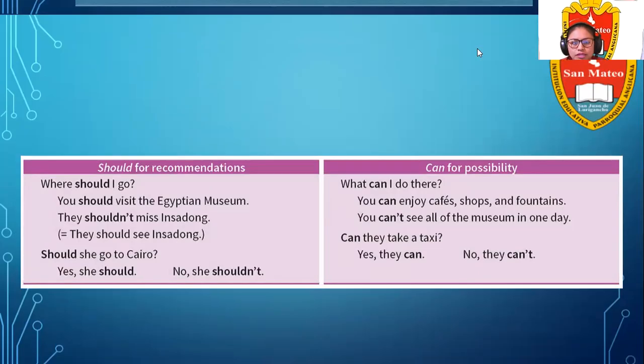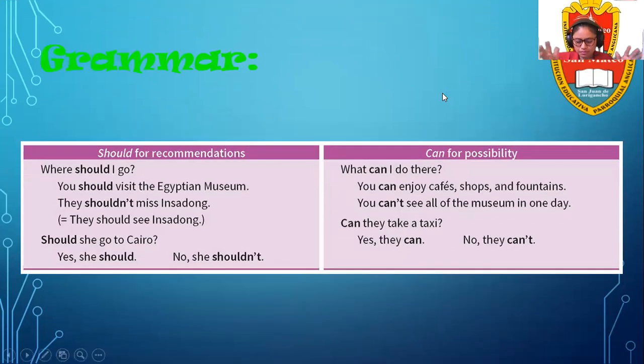Look at this chart, please. Here we can make a comparison between the use of should and can. The first is the definition. When we talk about should, we're talking about recommendation. In other words, advice. Okay? And when we talk about can, we're talking about the possibilities, maybe abilities of the person, of the subject. Okay? Let's see some examples.